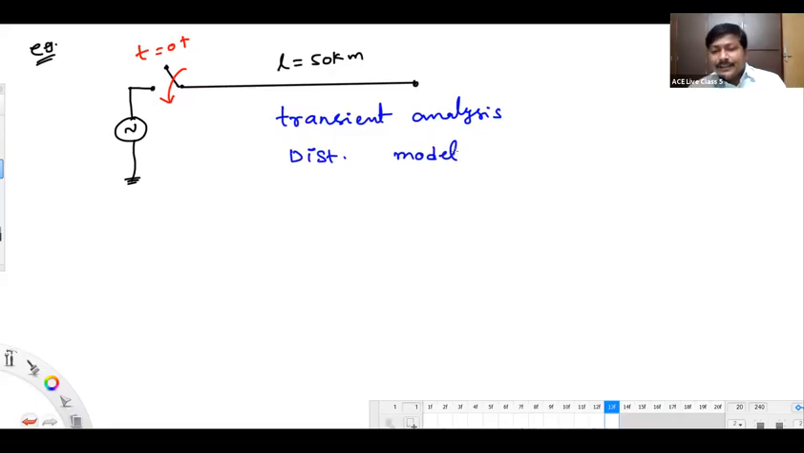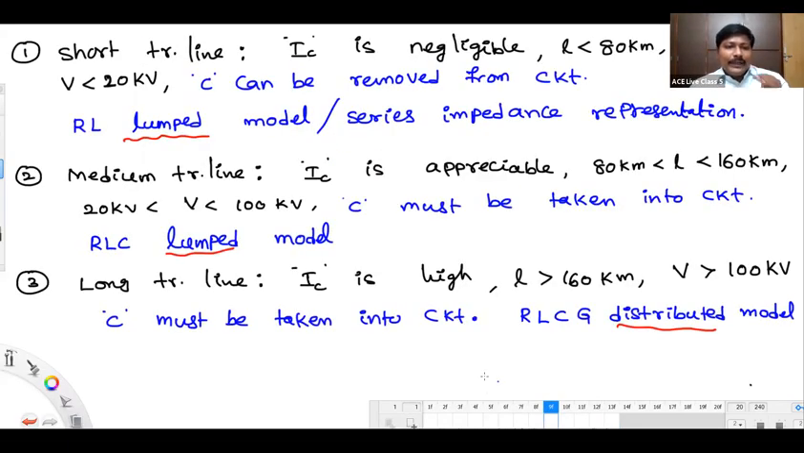What type of line is it? Is it short, medium, or long? Which line? Anybody, please tell me. It's a long line. It's not short. It's a long line.